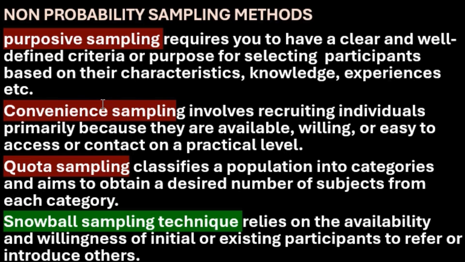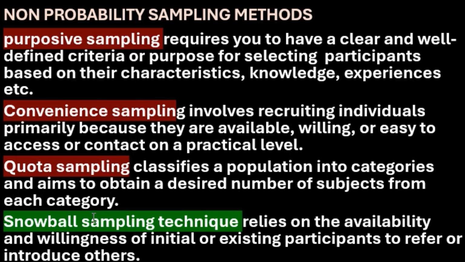Convenience sampling involves recruiting individuals primarily because they are available, willing or easy to access or contact on a practical level. So when the individuals are available, that time you will select. So that is practical level sampling, that is convenience sampling. Quota sampling classifies a population into categories that aims to obtain a desired number of subjects from each category. So in this sampling, you will have quotas. Just like reservation, you will have each category some particular number.